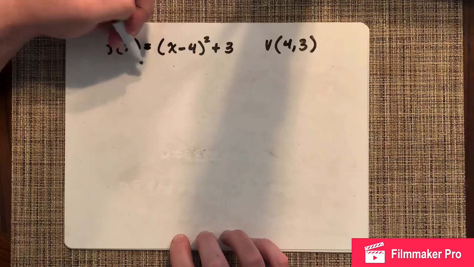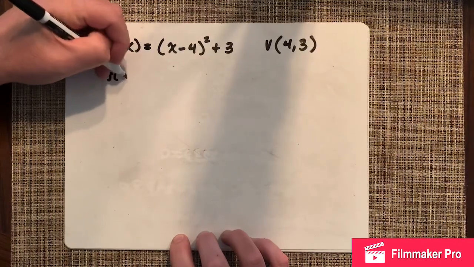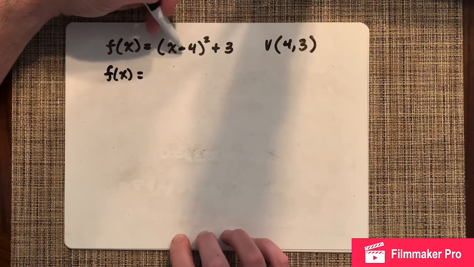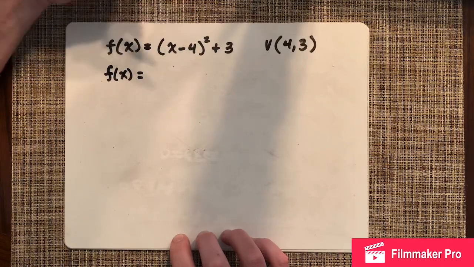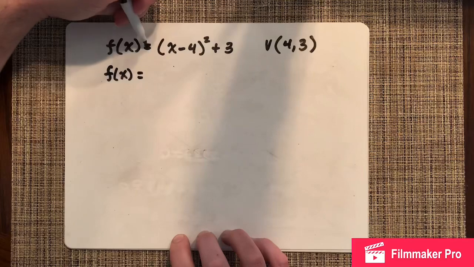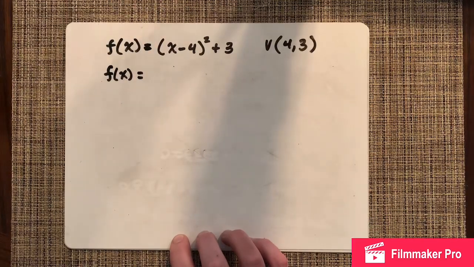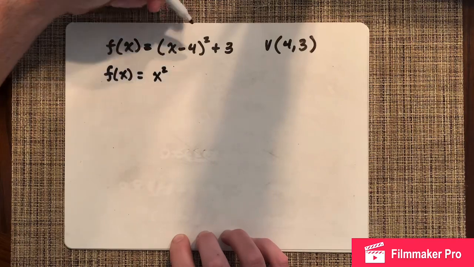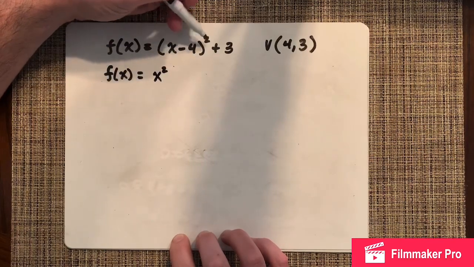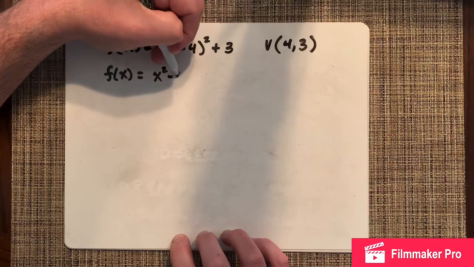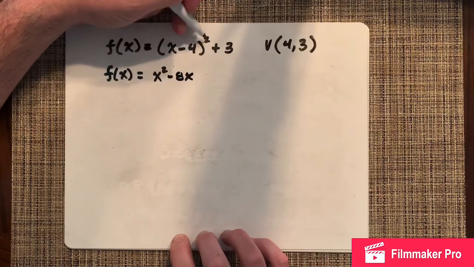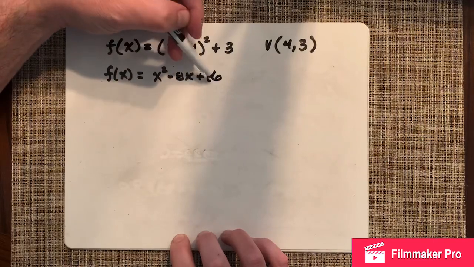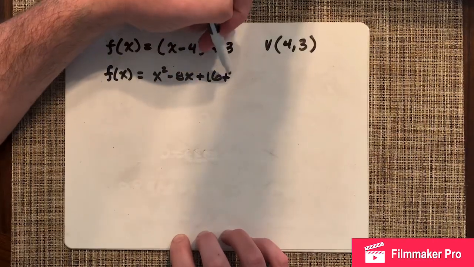So first thing I'm going to do, and I'm going to keep my notation over here, f of x equals, I'm going to expand this out. Now, x minus 4 times another x minus 4, by this point in the course, that should be something we should be able to do fairly easily. And that should give us x squared, and that would be the middle term, 4 times 2 is 8, minus 8x. And then negative 4 squared is just positive 16. That's x minus 4 squared, plus 3.